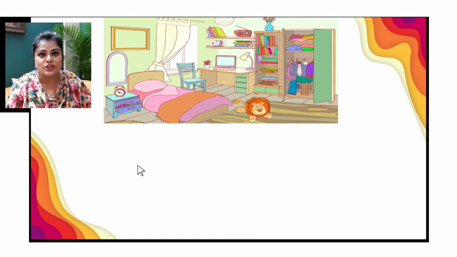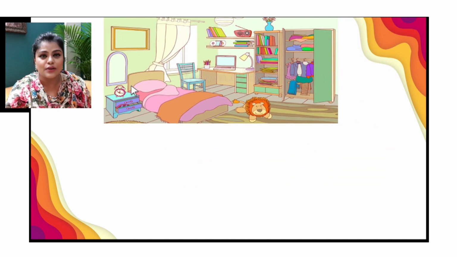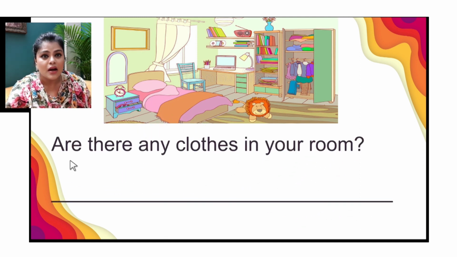Now you can see the picture here. In this picture, there's a room. For example, just imagine this is your room. Okay. Now in your room, there's a bed, books, laptop, clothes. There's your toy, chair. So a lot of things there. Okay. Now see the question here. Are there any clothes in your room? Can you see clothes in your room? Are there any clothes in your room?